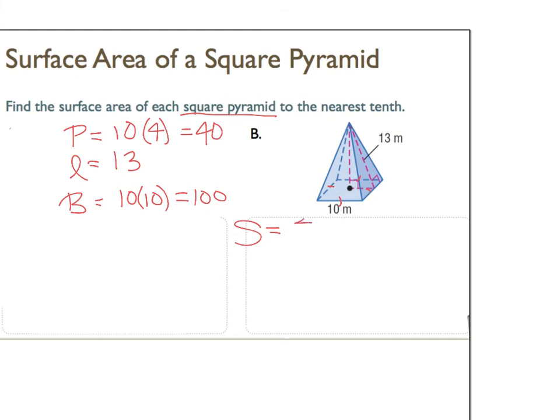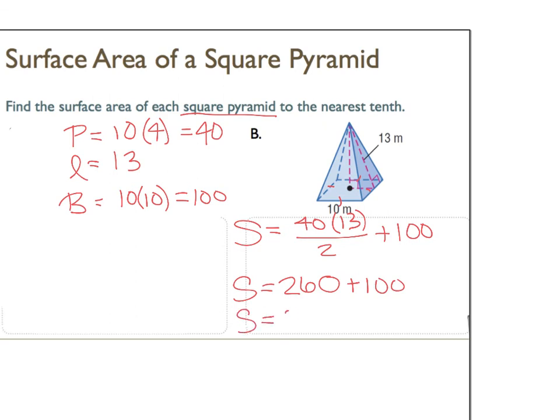All right, so I have 40 times 13 divided by 2 plus 100. So 40 times 13 divided by 2, we're going to get 260 plus 100. So my surface area is 360, and then my lateral area is 260, right? This part right here.